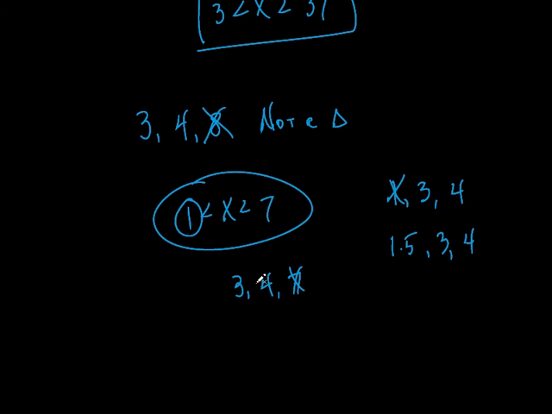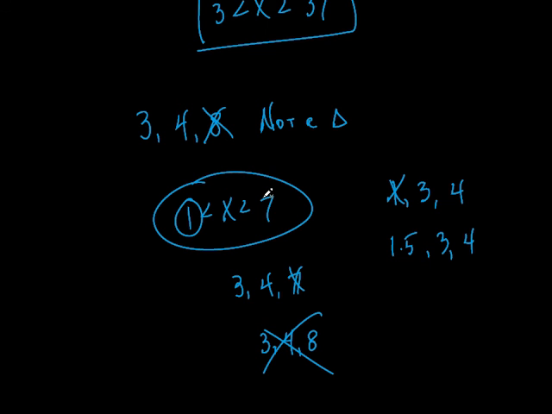Let's try 8. Can you have a triangle with 3, 4, and 8? Well, we already talked about it up here. 3 and 4 is 7. 7 is not bigger than 8, so that does not make a triangle. So anything bigger than 7 is not going to work. Anything less than 1 is not going to work. Anything in between is fine. And 1 and 7 don't work either, do they? Make sense? Okay.